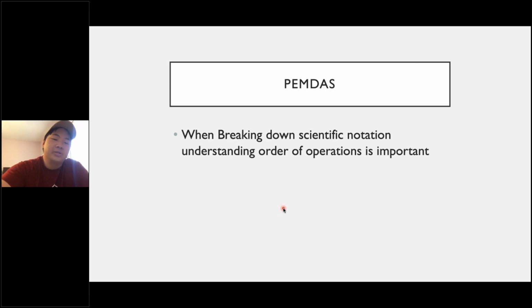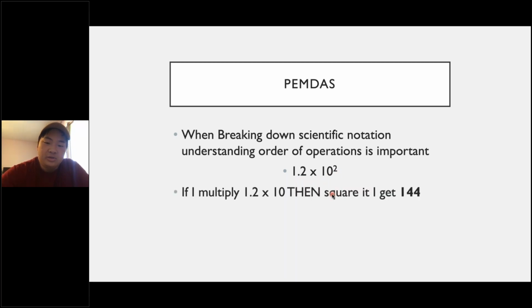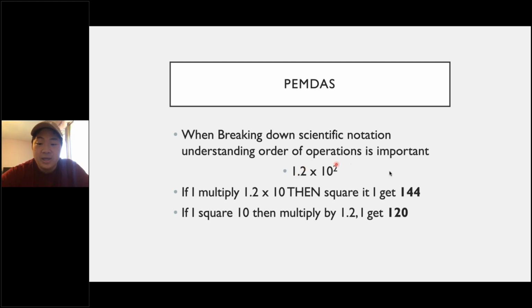So in order to do scientific notation, you should understand the order of operations. And we're not going to go too far in depth because we only really need to know two things. But take, for example, this number right here, 1.2 times 10 to the second power. There are two ways to look at this. If I do 1.2 times 10 and then I square it, then I'm essentially getting 144 as my answer. But if I do 10 squared first and then I multiply by 1.2, I get 120. Well, which is the correct way to do it?